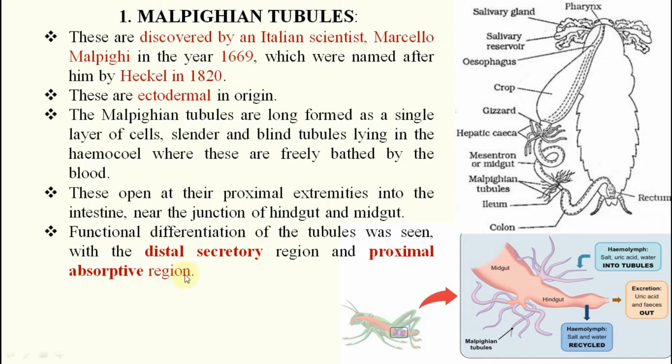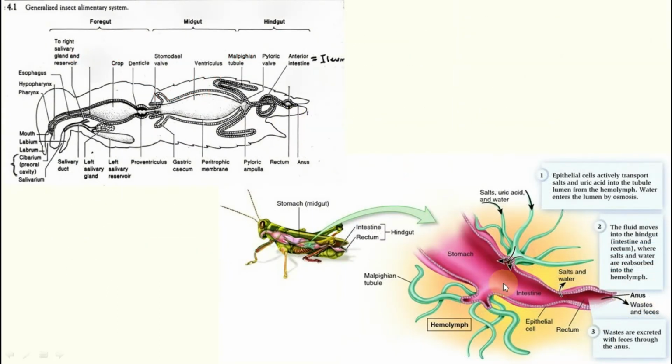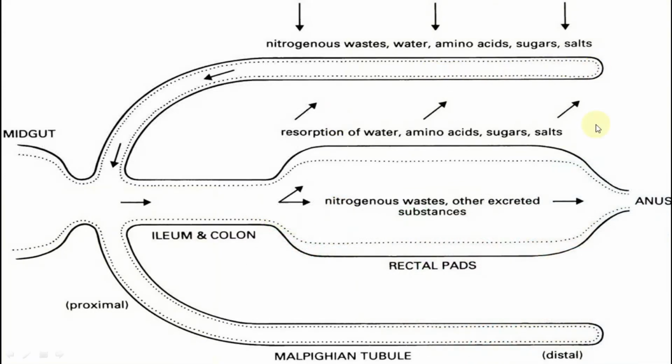Yes or no? But in this particular sentence you see functional differentiation is there. What is that? Now you see the picture here. This end, this end. What is their function? What do you think? Absorption. Yes or no? This is the hemocoel, the circulatory system where the blood is there. It is carrying the waste product. So from the blood what will happen?